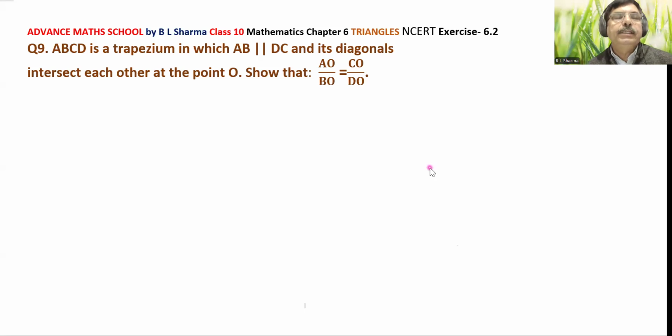A very good question. Question number 9. ABCD is a trapezium in which AB is parallel to DC and its diagonals intersect each other at the point O. Show that AO upon BO is equal to CO upon DO.